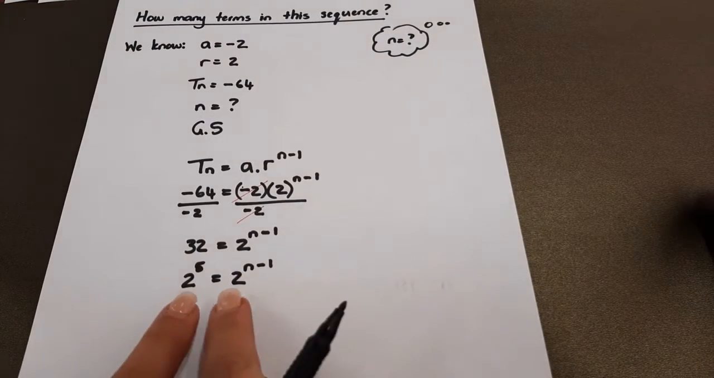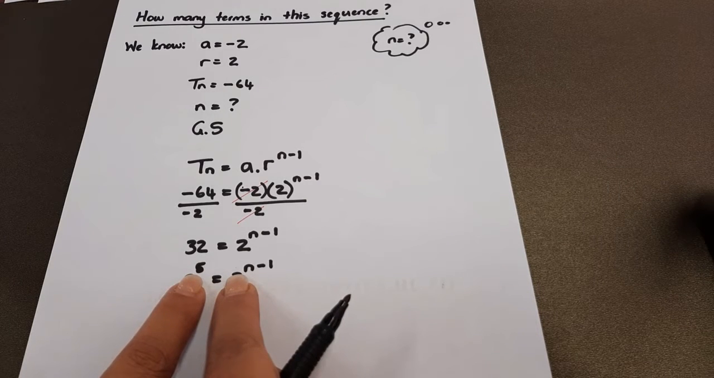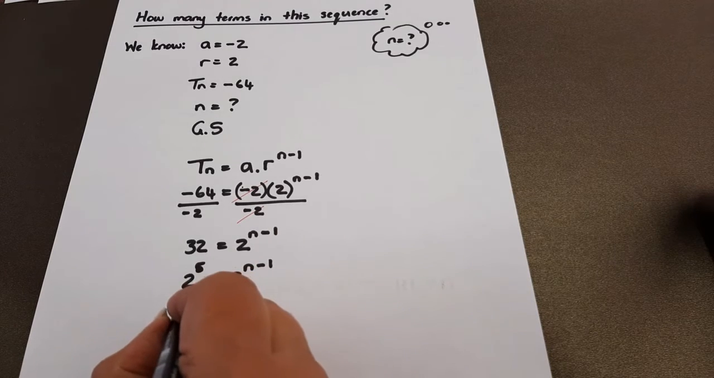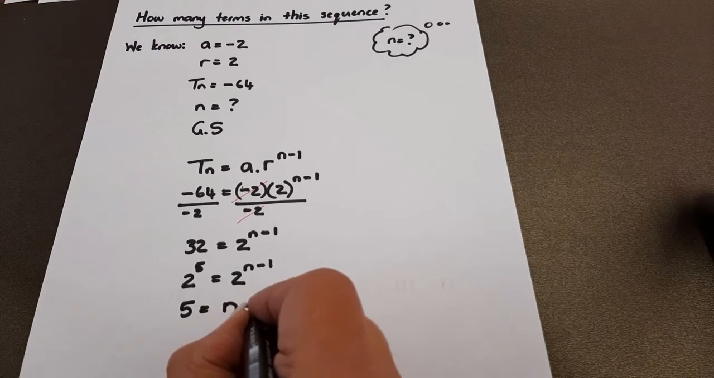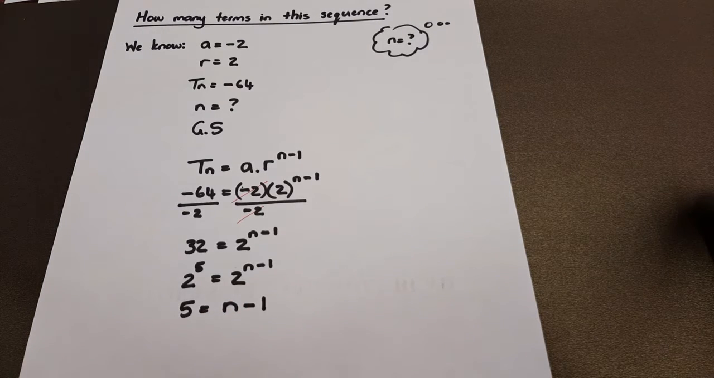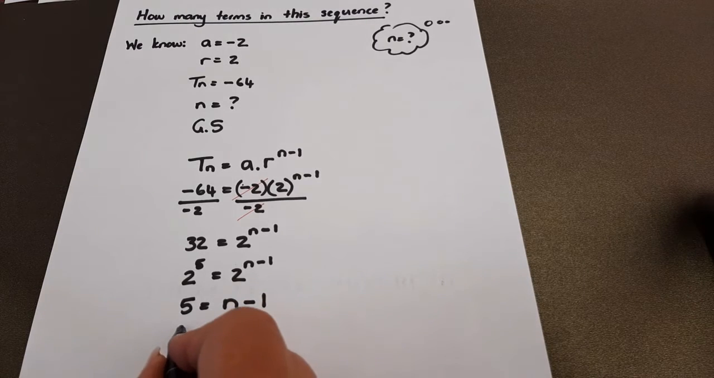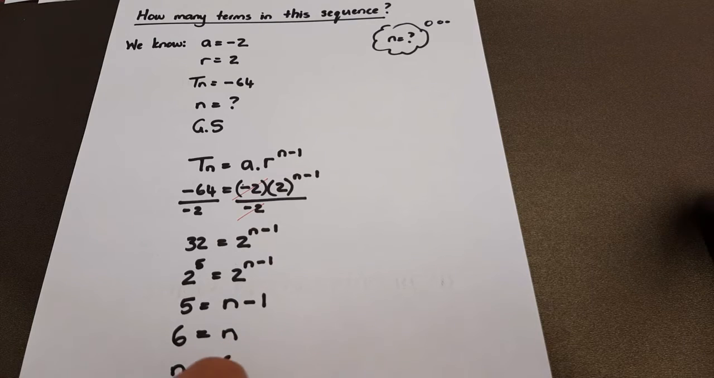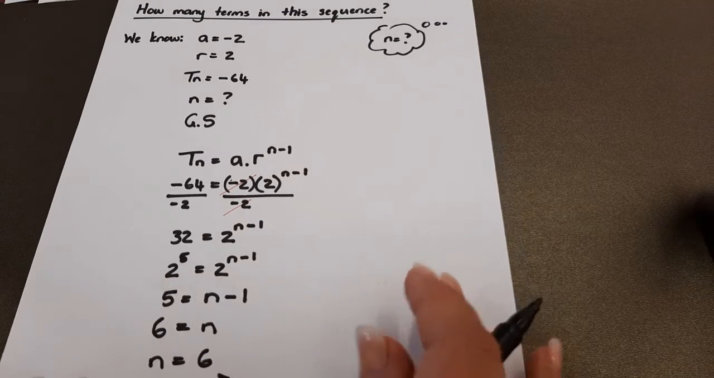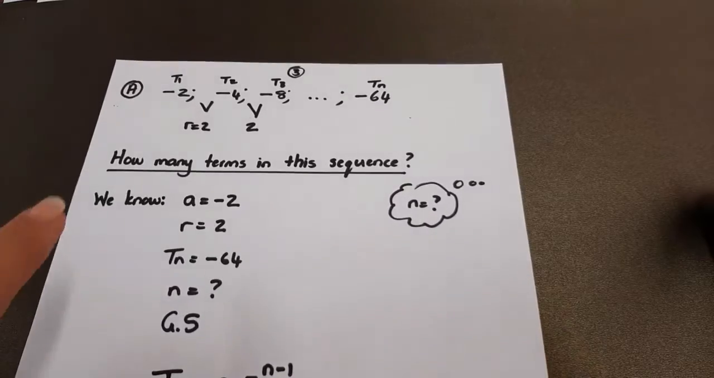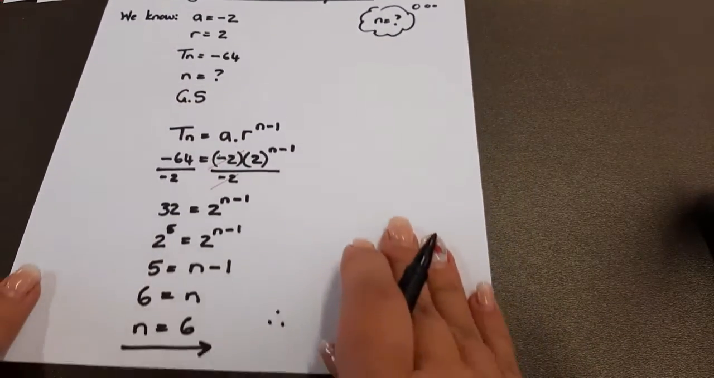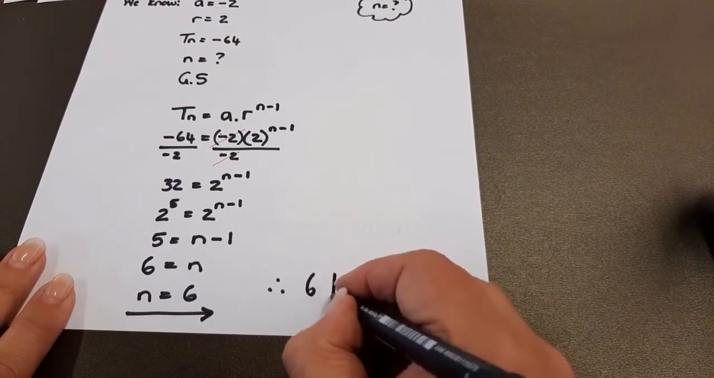When you have two bases that are the same, you can set their exponents equal to each other. So 5 will be equal to n minus 1, and now we can get n alone. So n, take the minus 1 over, will be 6. N equals 6. Therefore, how many terms in the sequence? 6 terms.